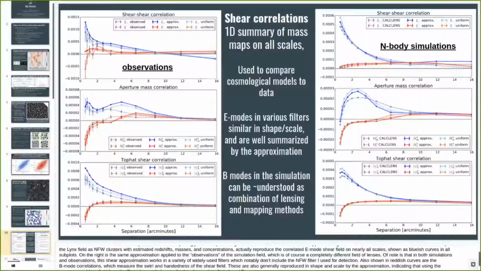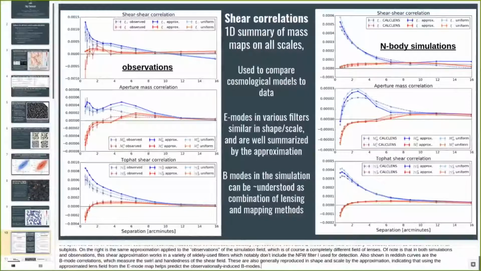Also shown in the reddish curves are the B-mode correlations, which measure the swirl and handedness of the shear field. These are also generally reproduced in shape and scale by the approximation, indicating that using the approximated lens field from the E-mode map helps predict the observationally induced B-modes.